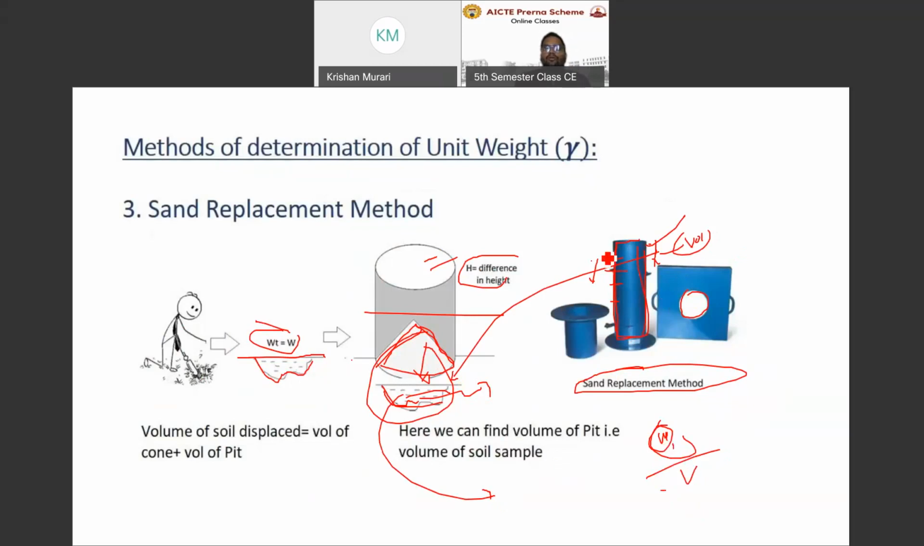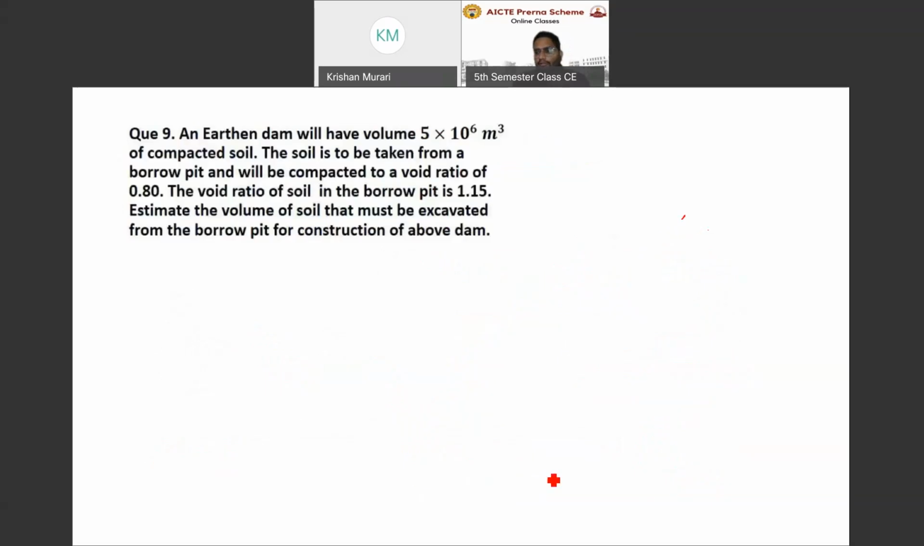Where do you find the volume? The standard sand is filled in that portion, and the volume emptied from here gives you the volume. So you can find the volume and the weight. Weight upon volume equals unit weight. That is simply a laboratory method. The volume of soil displaced is equal to the volume of cone plus the volume of pit. Firstly the cone is filled, and after that the pit is filled. So here we can find the volume of the pit and the volume of the soil sample. If you find the volume of the sample, the weight is directly divided by it.